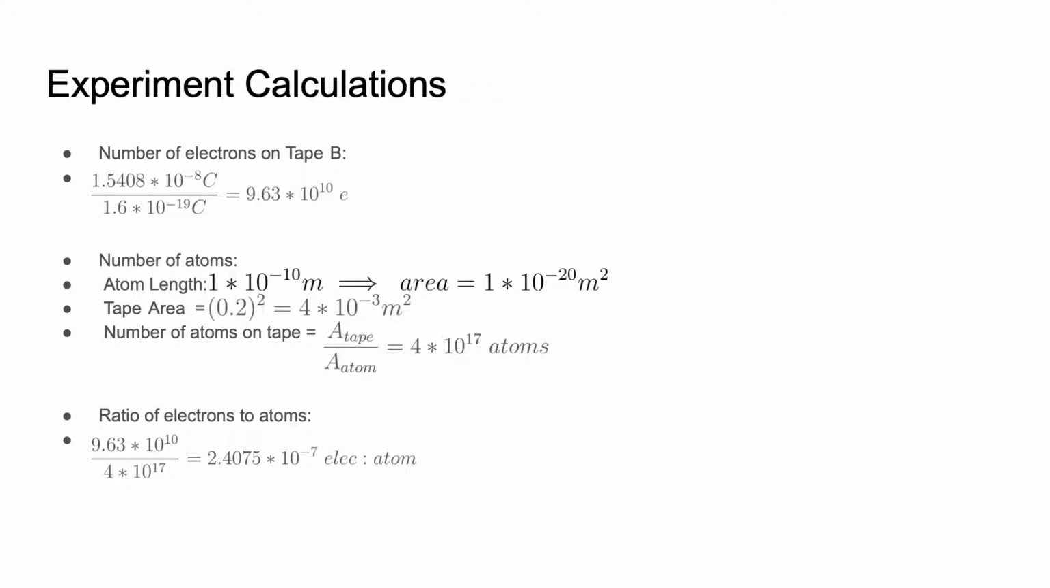For the experiment calculations, we found that the number of electrons on tape B was 9.63 times 10 to the 10th electrons. For the number of atoms, we used a ratio of tape to atom and found that there were 4 times 10 to the 17th atoms on the tape. And for the ratio of electrons to atoms, we found that there were approximately 2.4 times 10 to the negative 7 electrons per atom on the tape.